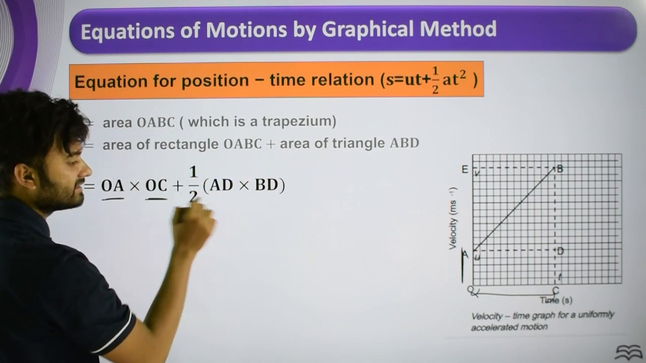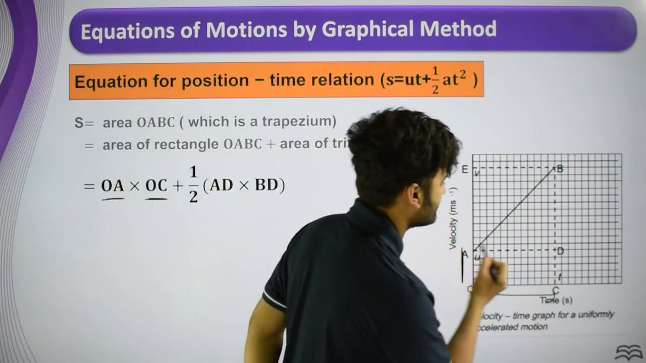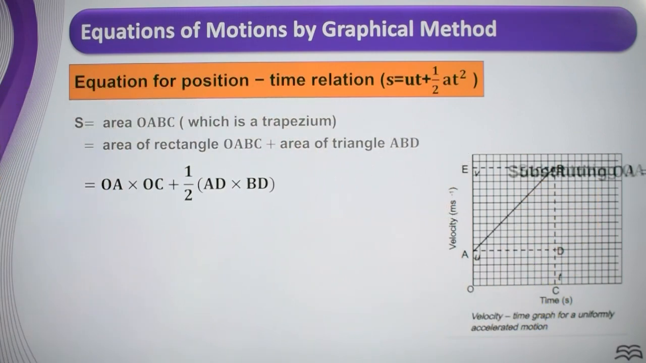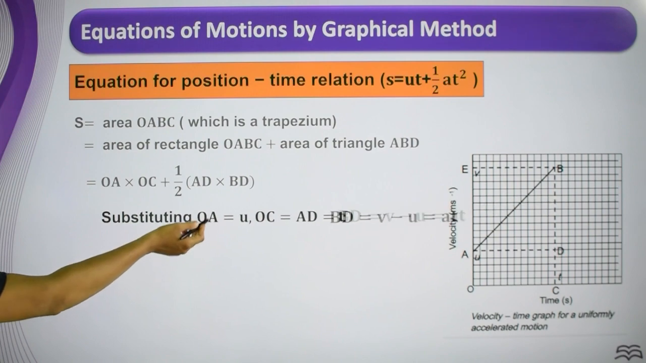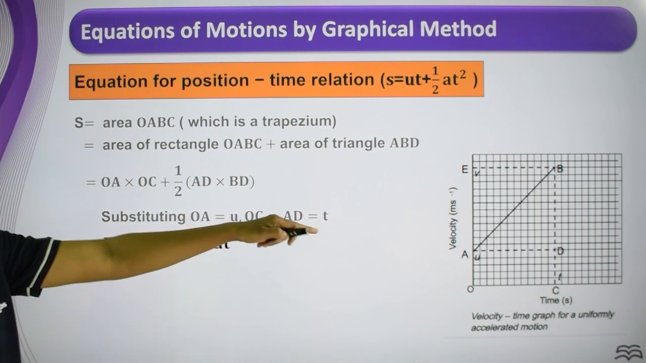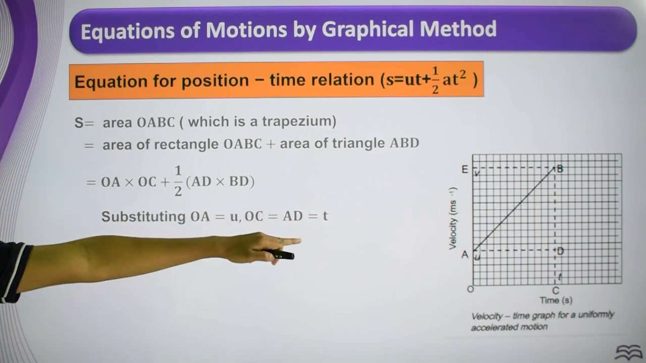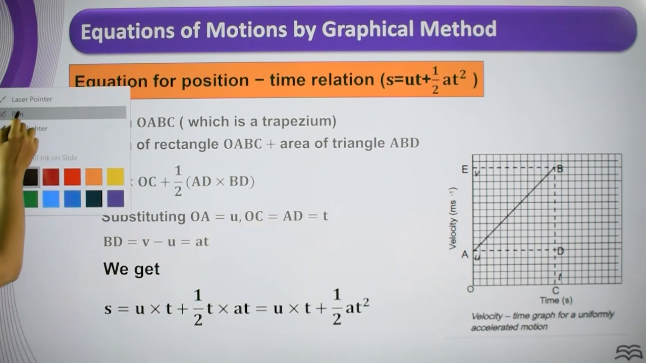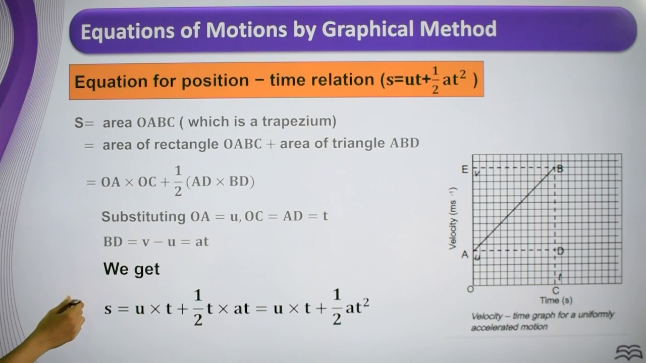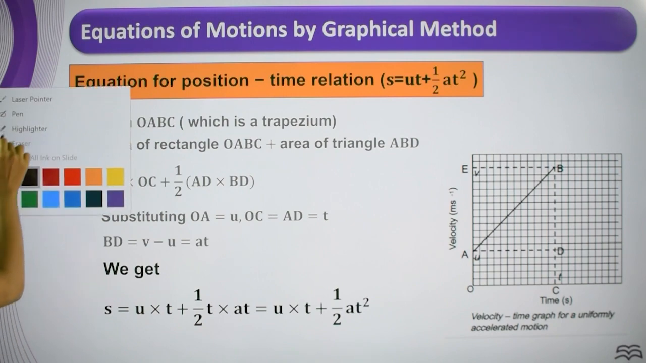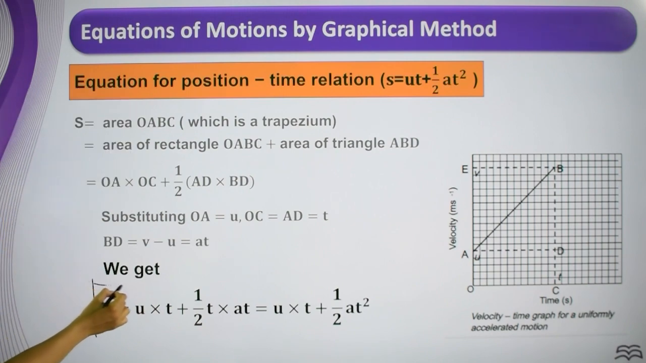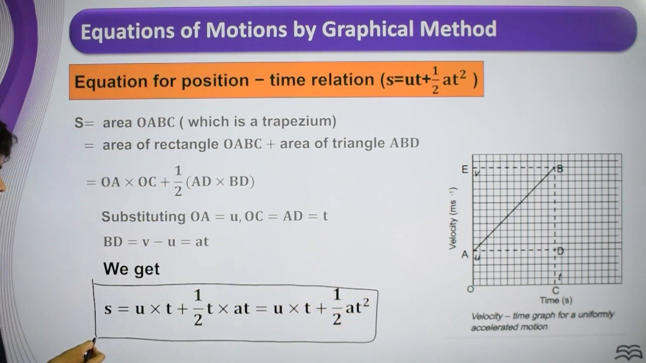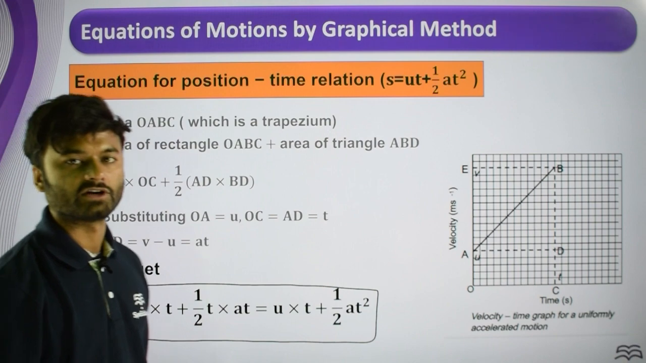It is half into base into height. Base, what is base? Base is here AD, and height is BD. So by putting these values, OC is equal to T, BD is equal to UV plus UT. By putting these values in this particular equation, what do we get? We get S is equal to UT plus half AT square, and by this we derive this particular second equation of motion.